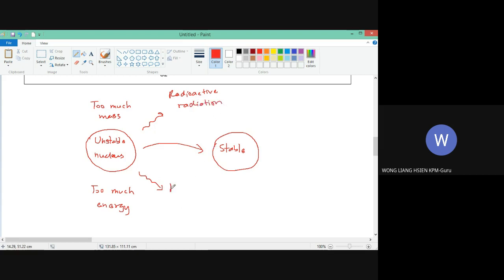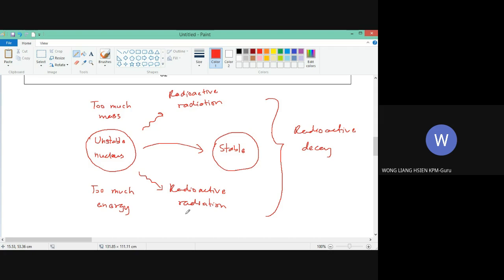Why is it that we call them radioactive radiation? Because this radiation is emitted in the process of radioactive decay. So the radiation that is emitted during radioactive decay, we call radioactive radiation.